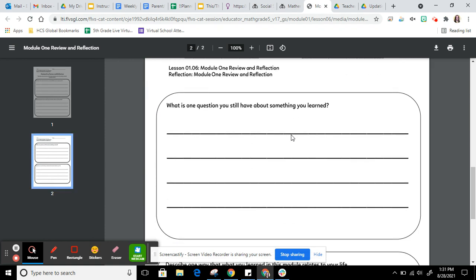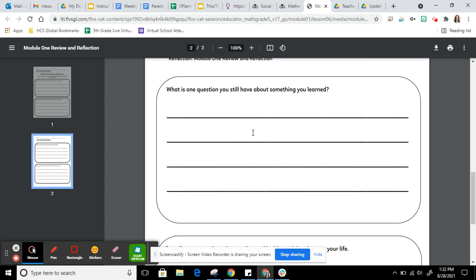What is one question you still have about something you learned? Now this one, you would just write one question. So this one, you don't have to answer in 2 to 3 sentences because in the directions or in the question, it's asking you what is one question you still have. So you would write one question you still have about the content you learned in Module 1.